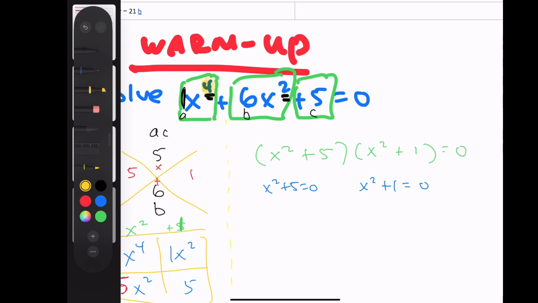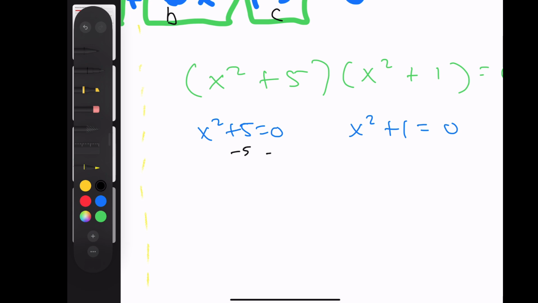Some of them will be combinations of positive and negatives. Work together. So I'm going to subtract 5. X squared equals negative 5. Class, to get rid of the power of 2, you have to what? Okay, as soon as you type square root, you should have what symbol on the next line? This is the number 1 mistake. Plus or minus.